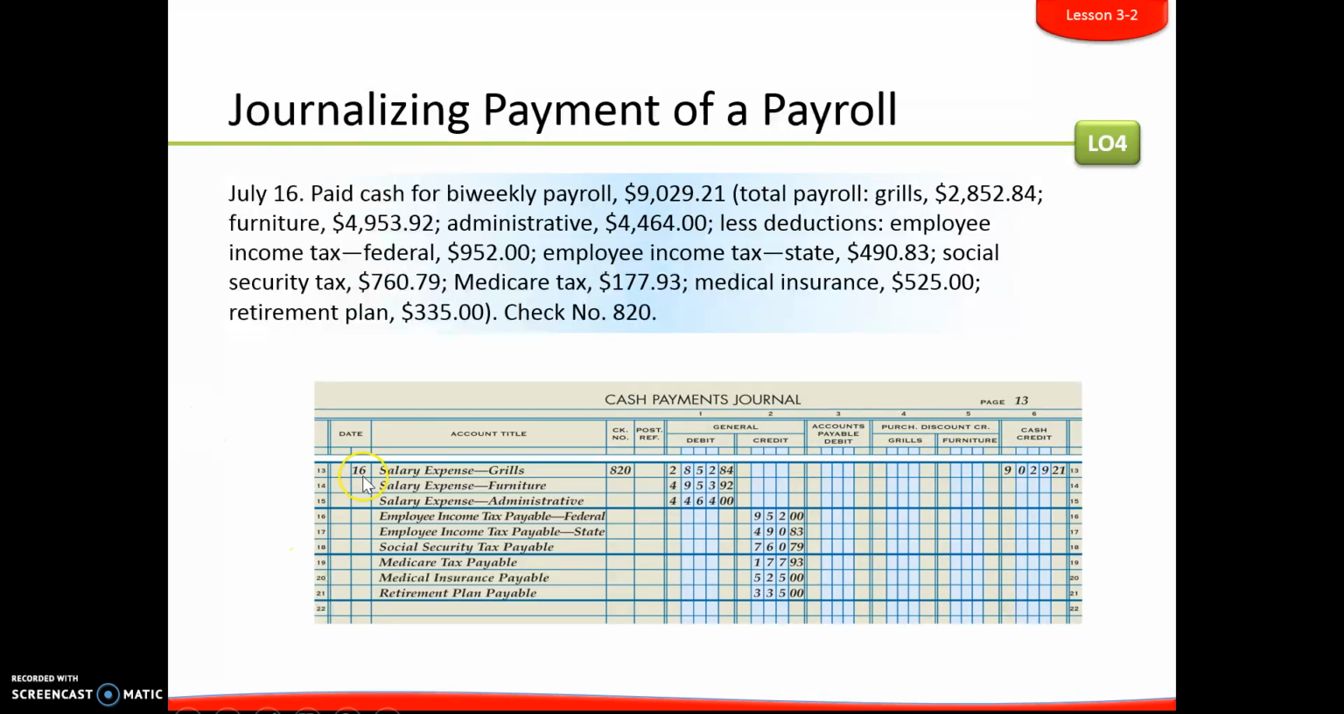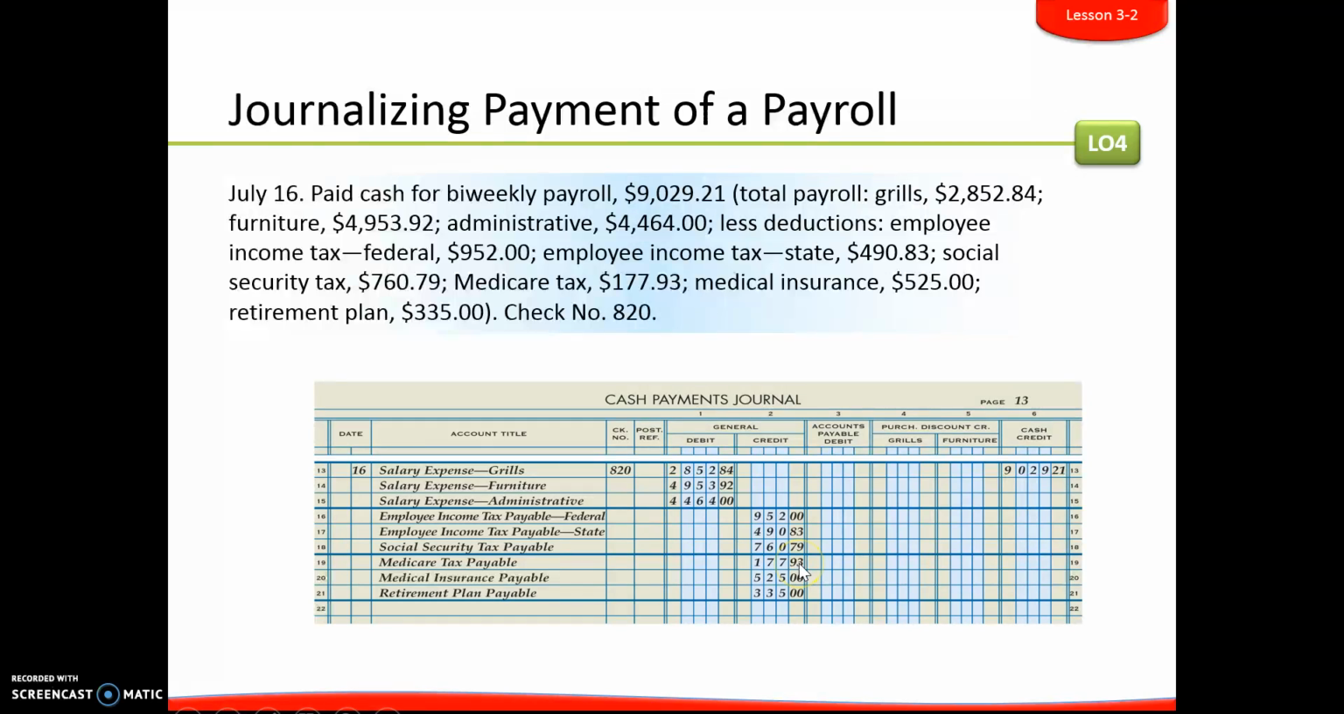Of course, we have our date, and then our salary expenses get listed for each of our departments. So we have grills, furniture, administrative. Those are going to be our three debits as listed here. They total $9,029.21. So there's grills, furniture, and administrative. And then we go to our credits and we are crediting all of our payables. So our federal, our state, our Social Security, our Medicare, medical, and retirement.